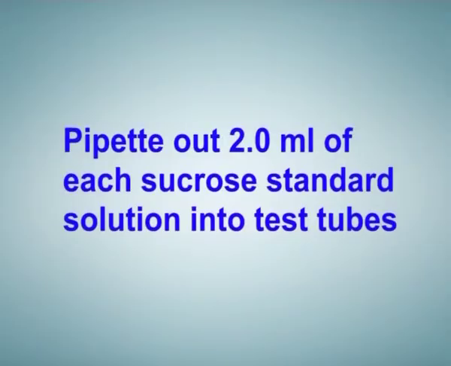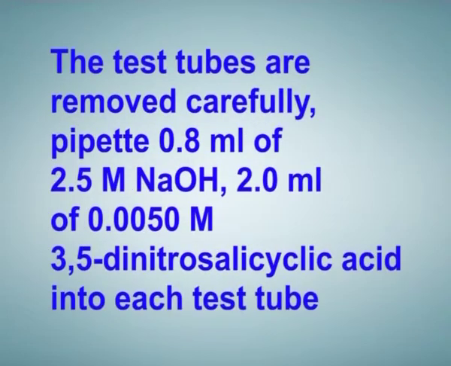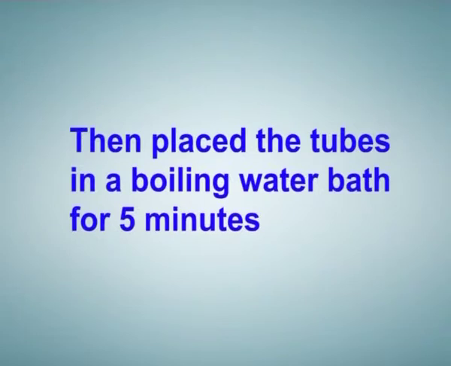Prepare 5 standards from the original stock solution and the 4 dilutions as follows. Pipette out 2 ml of each sucrose standard solution into test tubes. Add 2 ml of 6 molar HCl into each test tube and place in a boiling water bath for 10 minutes. The test tubes are removed carefully. Pipette 0.8 ml of 2.5 molar sodium hydroxide and 2 ml of 0.005 molar 3,5-dinitrosalicylic acid into each test tube.